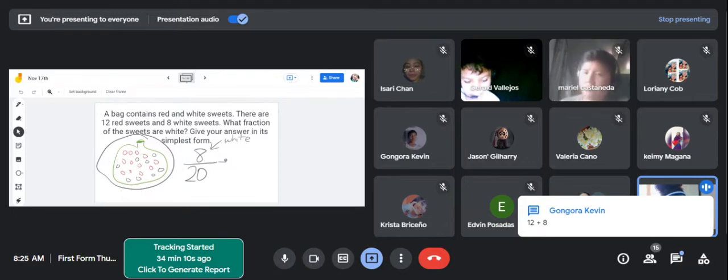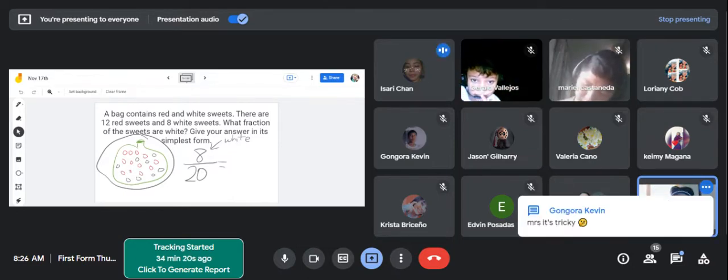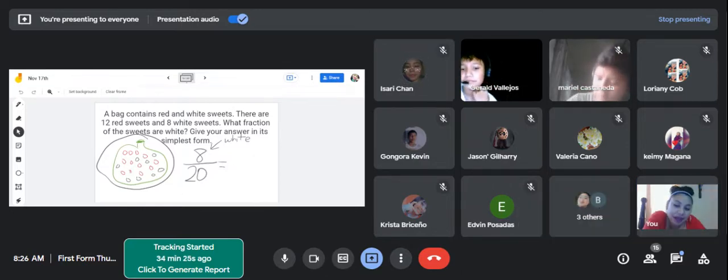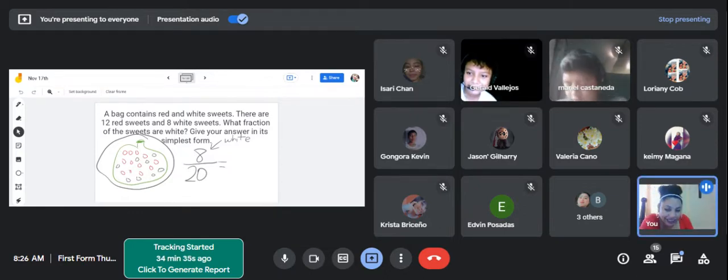So now my fraction is 8 over 20. What does that reduce to now? By 2? Sure. Isari, what is the answer? I heard you say the answer. I heard two-fifths. 2/5, and that is the answer. Yes?